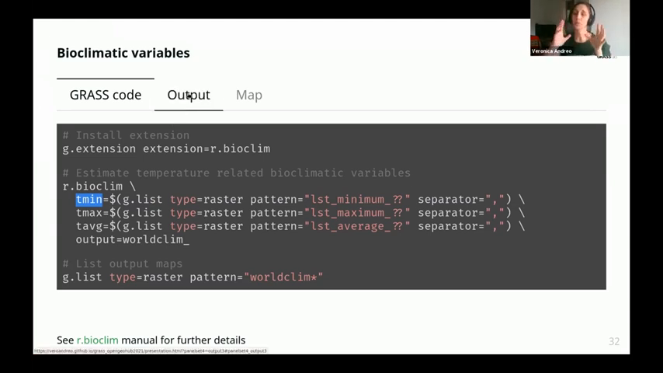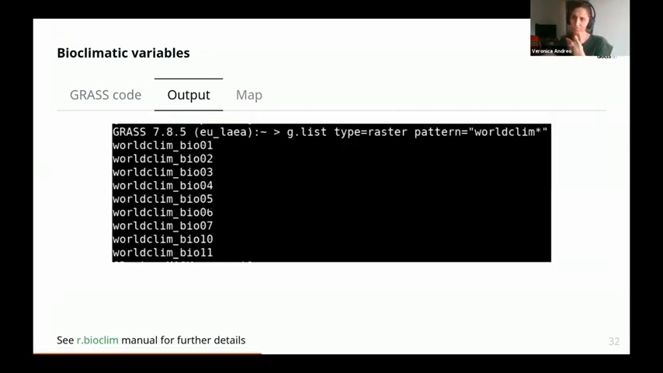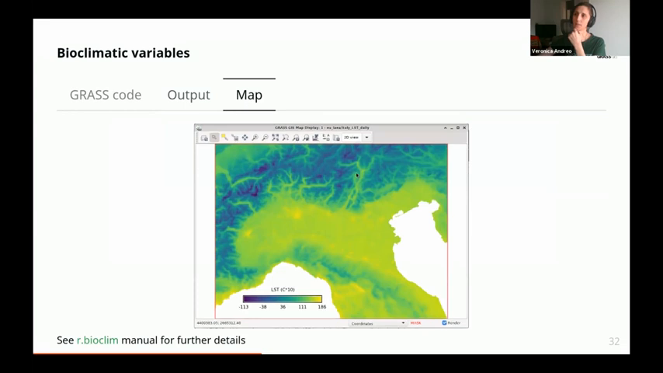So since I am only providing temperature maps and not rainfall, I won't be able to estimate the 19 traditional bioclimatic variables, but only those based on temperature. Okay, so I will get from bio 1 to bio 11, more or less. And we can display one of them. Okay, this is the annual mean temperature. You can see the manual of BioClim for more details.